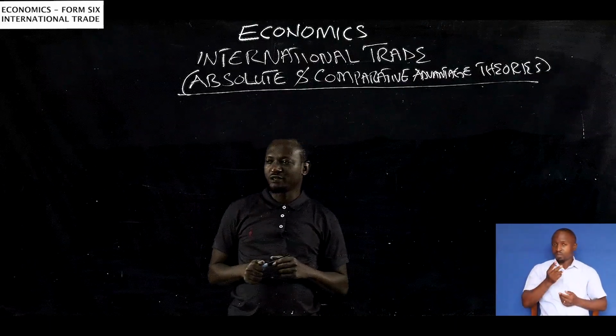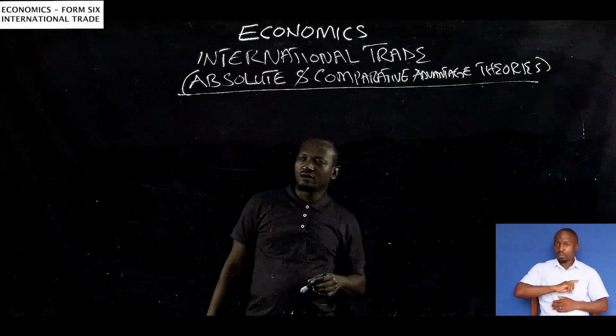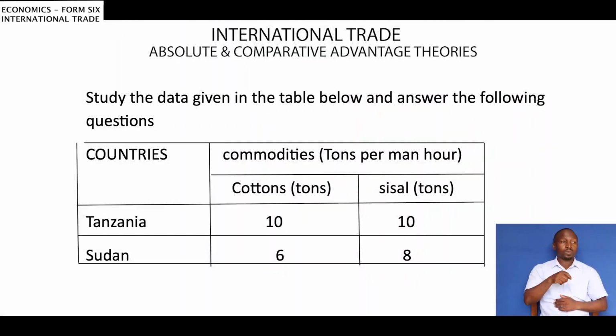So let's go to part B of our question. The question says, study the data given in the table below and answer the questions which follow. We are given countries, Tanzania and Sudan. Commodities, tons per man hour. There is cotton and sisal. Tanzania produces 10 tons of cotton, 10 tons of sisal. Sudan produces 6 tons of cotton and 8 tons of sisal.